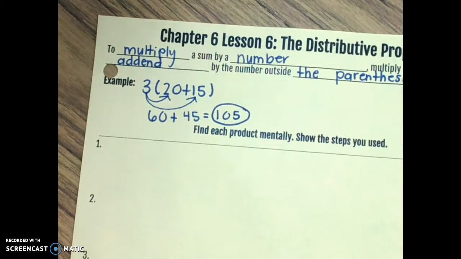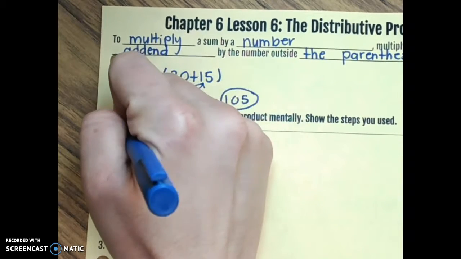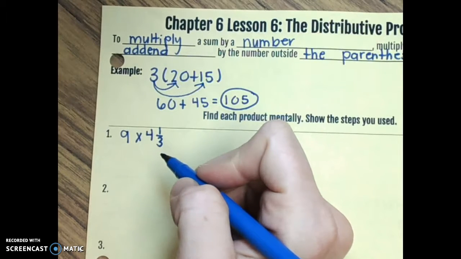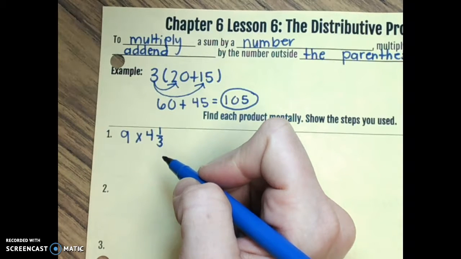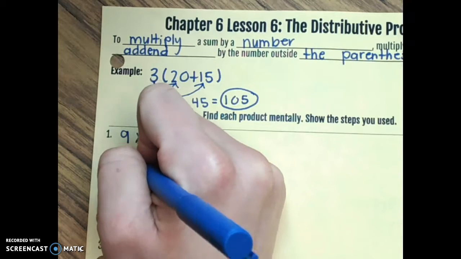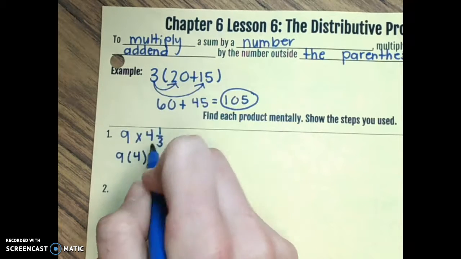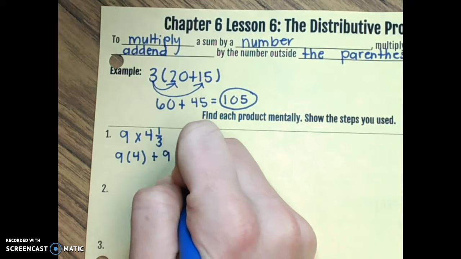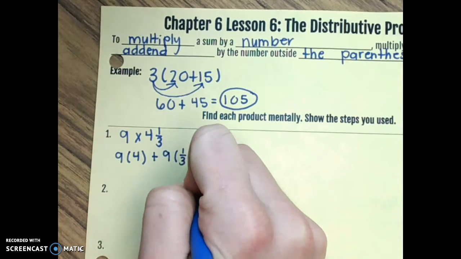Okay, in this part down here, we're going to find each product mentally and then show the steps you use. So the first problem I have is 9 times 4 and 1/3. So what we're going to do is break this down. We're going to take the first number and multiply it by 4, because that's the first part of the mixed number, plus, and then we're going to take the first number and multiply it by 1/3, because that's the second part.